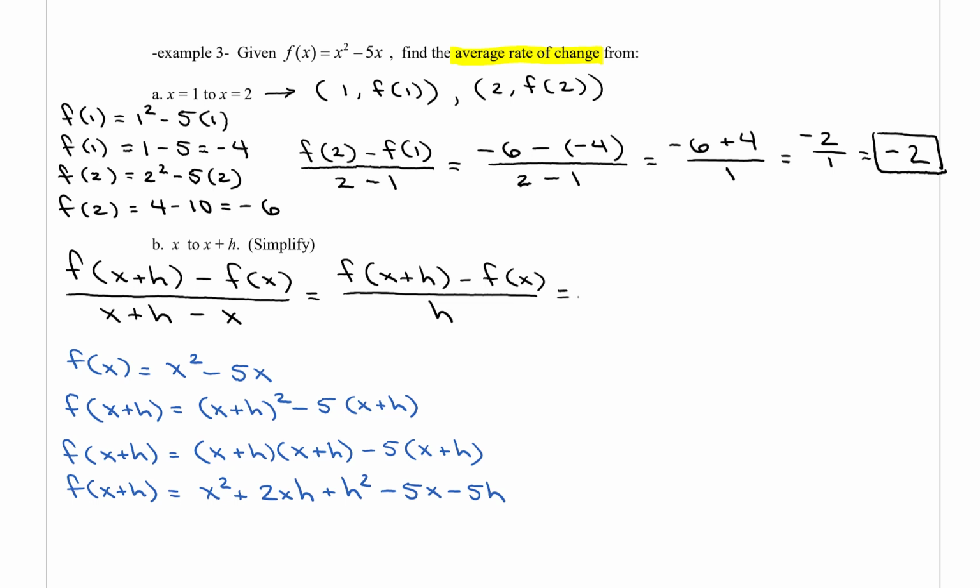I'm going to go back up to where I had written f of x plus h minus f of x over h, and I'm going to set that equal to, I'm going to draw a pretty big fraction bar here, and in the numerator, I am going to write x squared plus 2xh plus h squared minus 5x minus 5h. This represents f of x plus h. Now I'm going to subtract from that, inside parentheses, x squared minus 5x, over h.